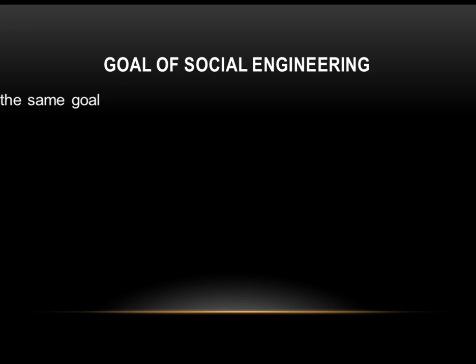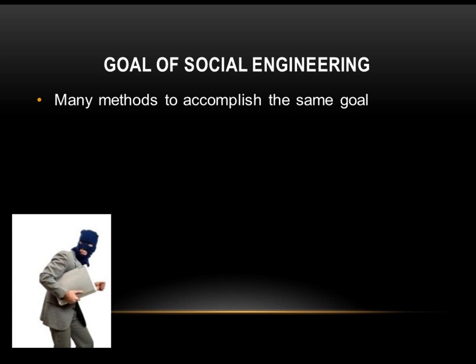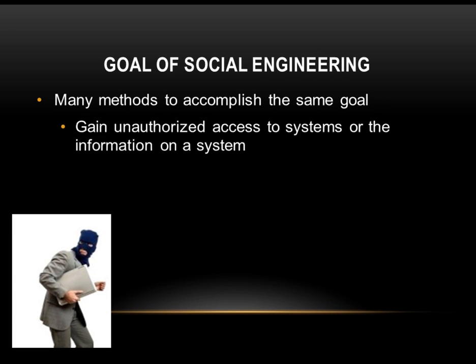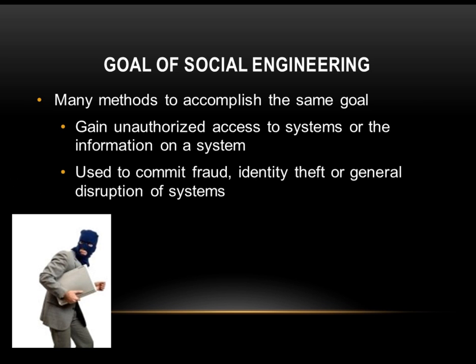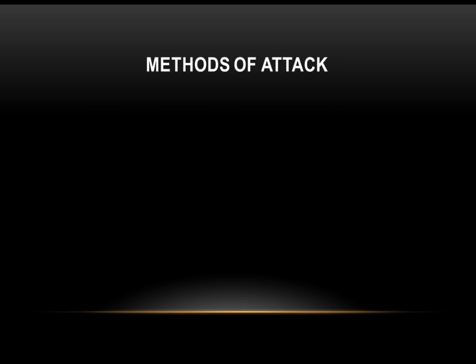Although the methods may be different, the basic goal of social engineering is the same as all hacking: to gain unauthorized access to a system, and more importantly, to the information on that system, to commit fraud, identity theft, or general disruptions of the system or computer networks. Social engineering attacks can be accomplished in many ways.